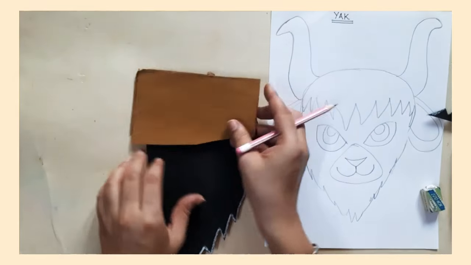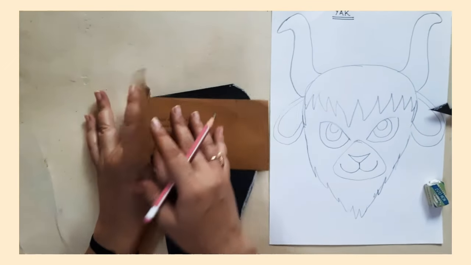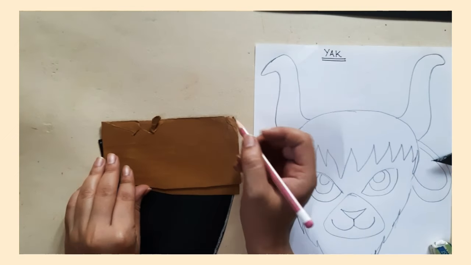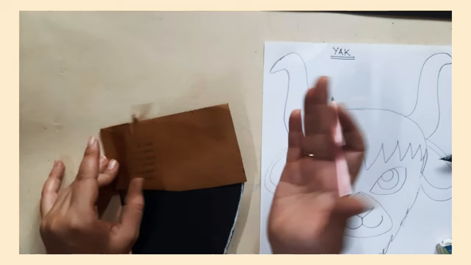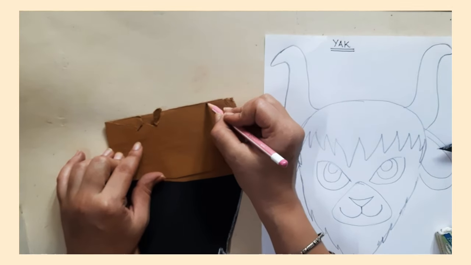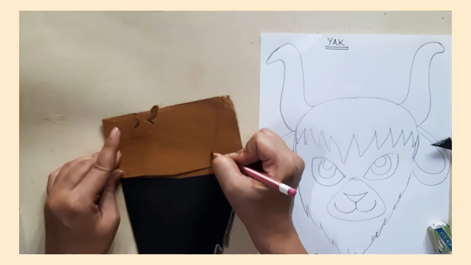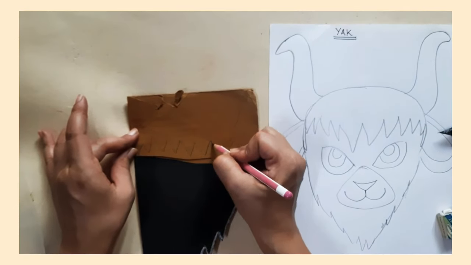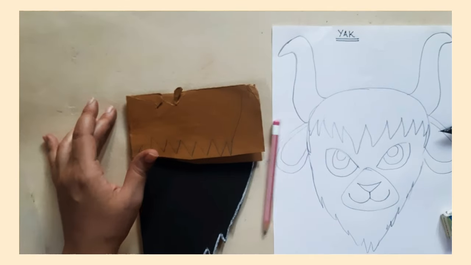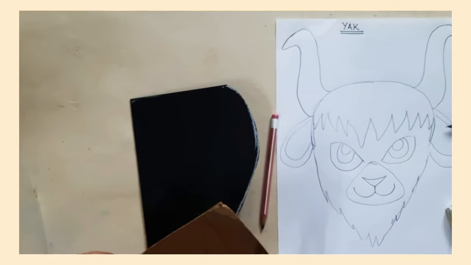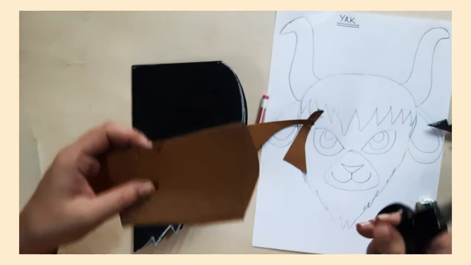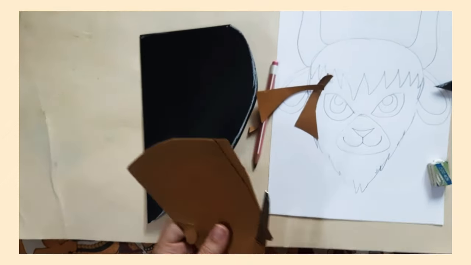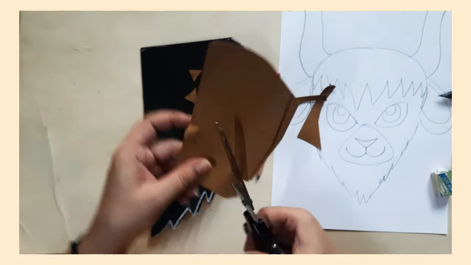So again, make sure that the side which is open is on the right. Make a curve and then just do this zigzag. Done? Now once done, very neatly with somebody's help, or maybe with baby scissors, you can cut it out. See, like this.